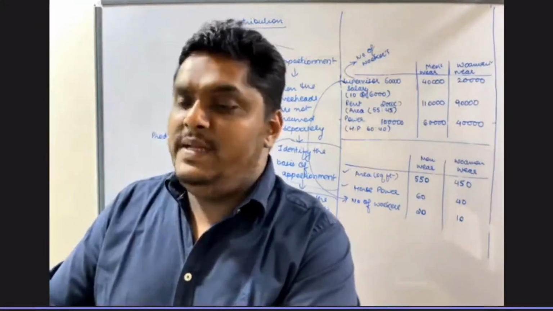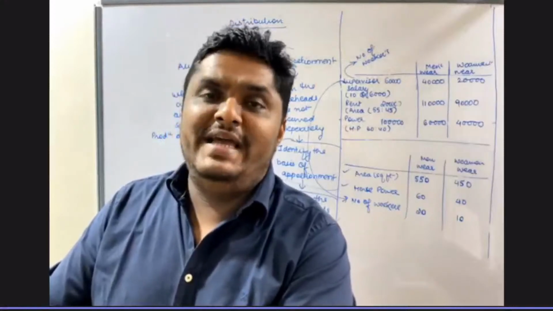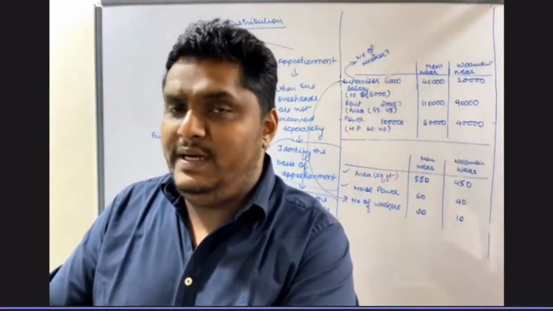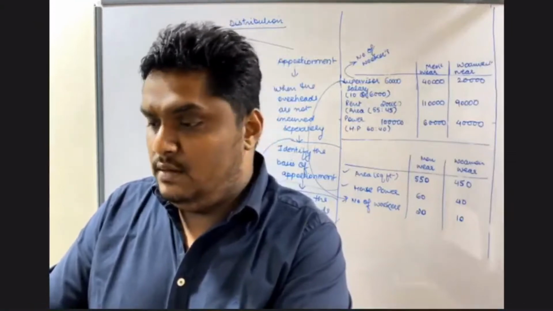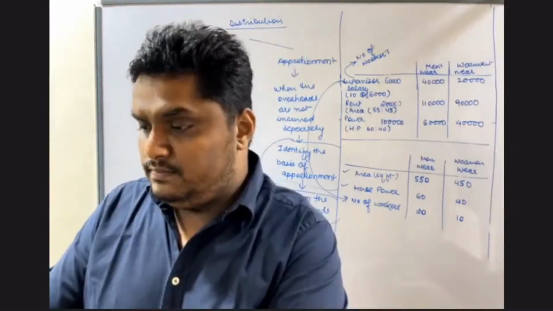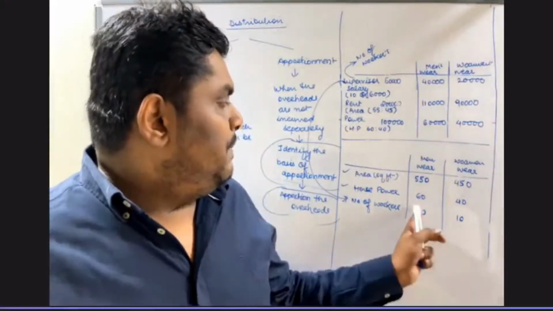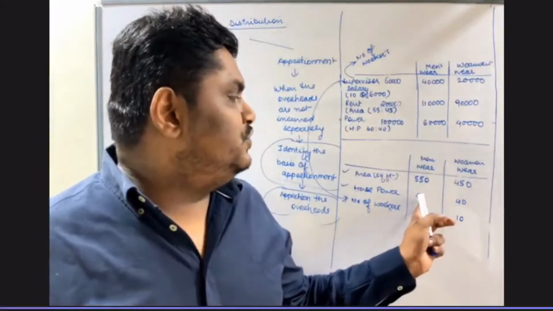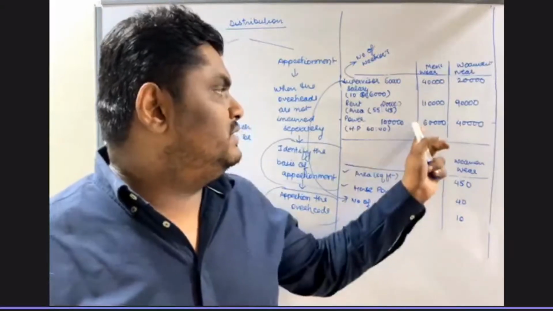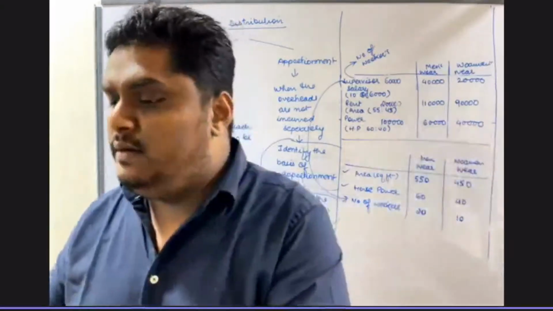I request, in the meantime, those who have copied, please open the study material, practical questions. Power cost is to be distributed in the ratio of 60 to 40. So 60,000 and 40,000.